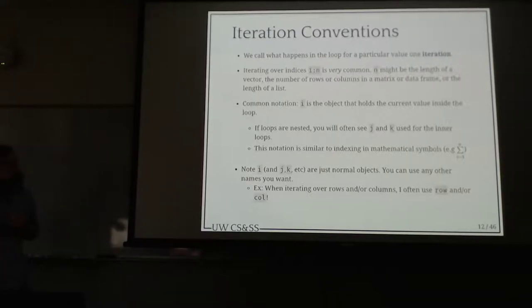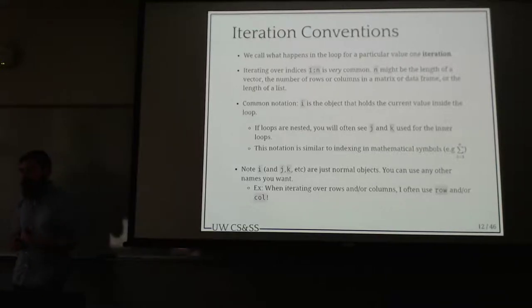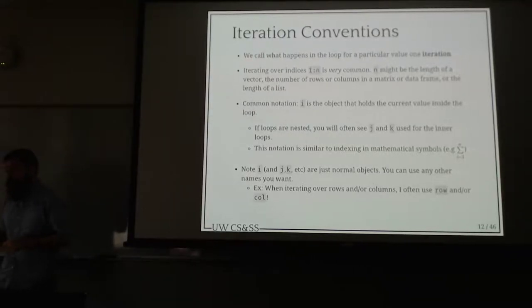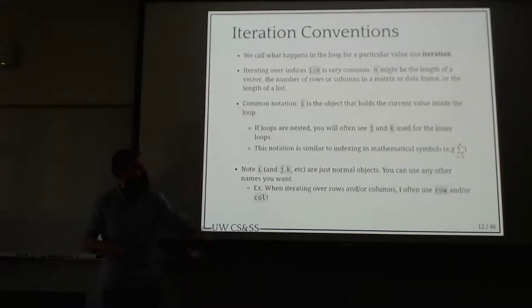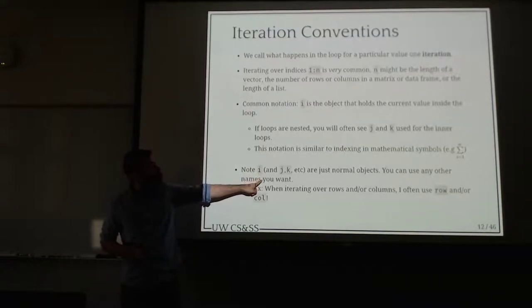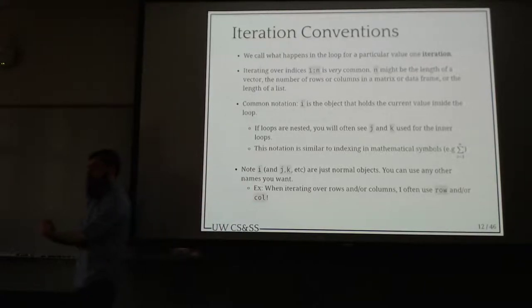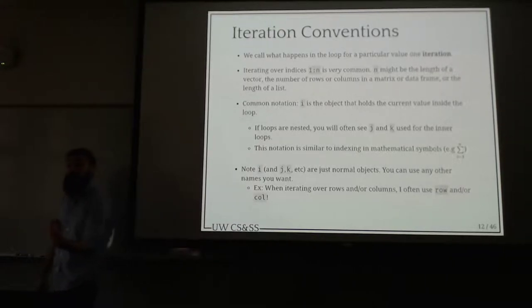Okay. Another thing to note is that I, J, K, whatever you use as that variable that stores your index value, those are just normal objects in R. There's nothing special about it being I, J, or K. You could name them whatever you want. If I'm iterating over the rows or columns of a data frame or matrix, instead of I might name this object row, and instead of J, I might name it col for column. You can give them informative names like any other variable. I often use I, J, and K if I'm doing just sort of mathematical operations or it's really obvious to me. In almost all other cases, if it's going to be anything reasonably complicated, I will be very specific what I'm currently iterating over. I think we're only going to do one nested loop today, and it will be very clear what thing is what.